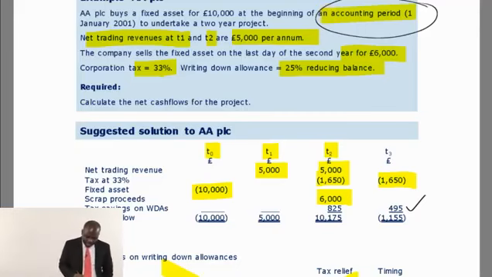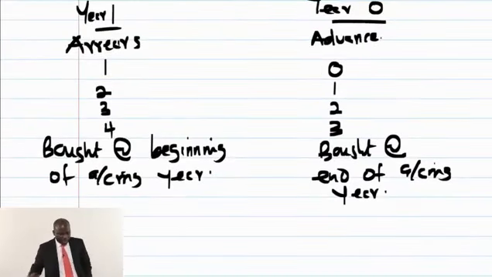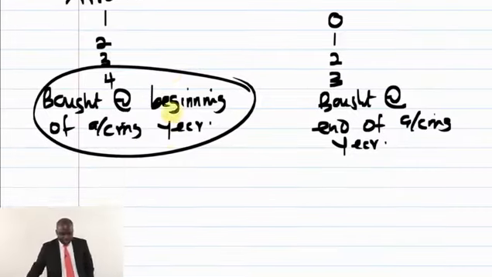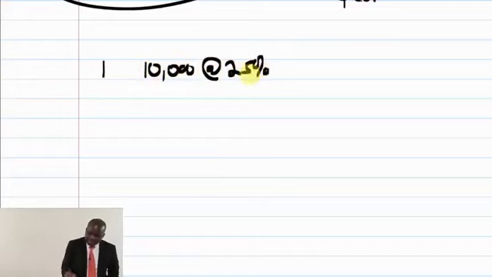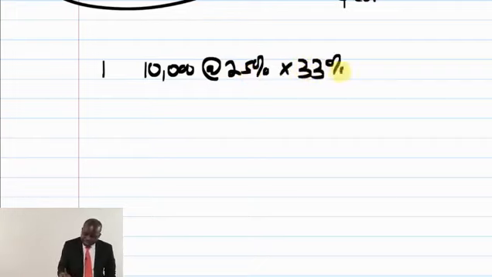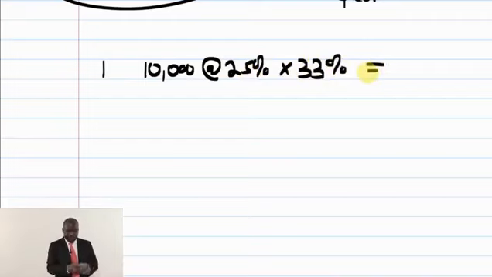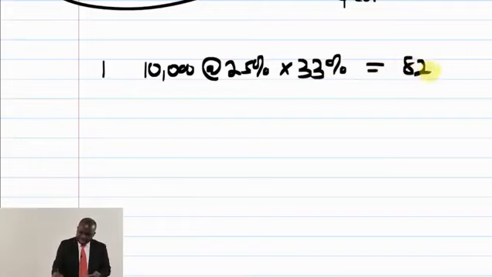So let's calculate the capital allowance. Because we bought it at the beginning of the accounting period, we would have to start from year 1. So what are we going to get? I'll say my tax savings on capital allowance will be year 1. The cost of the asset is 10,000 multiplied by the reducing balance of 25%, multiplied by the tax rate of 33%. I'm using the shortcut approach. So 10,000 times 0.25 times 0.33 gives 825.